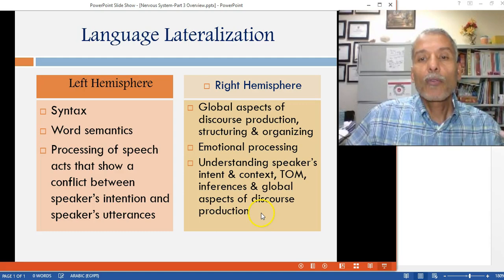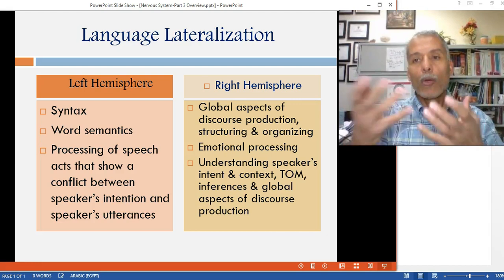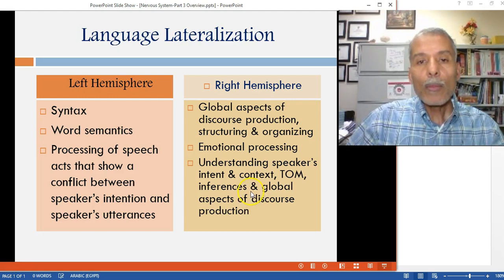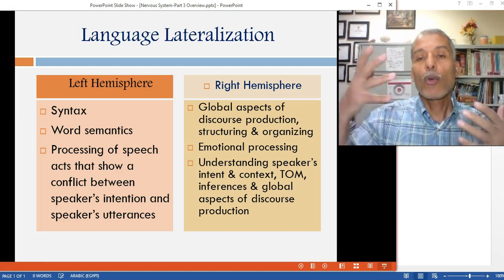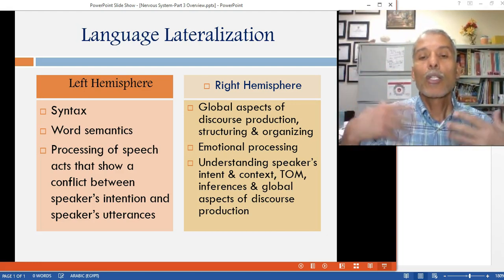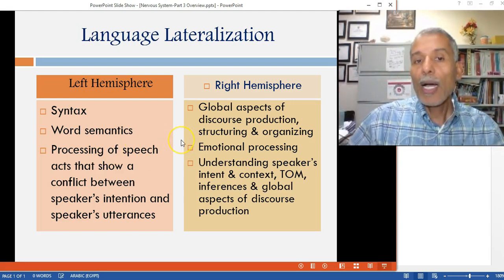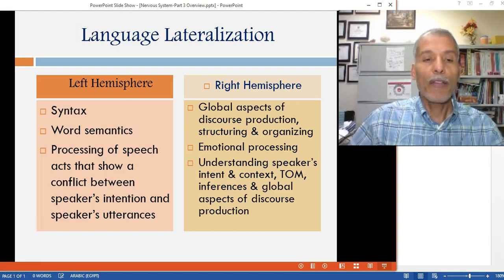The global aspects of discourse, as I said, if you have a whole story, it gives you the holistic meaning of the story that you can summarize, you can kind of comprehend overall. It enables you, when you speak, to produce coherent and cohesive verbal outputs so that everything is sequenced, everything is organized well, and so on. But again, I cannot emphasize enough that both hemispheres work together to produce an intact verbal output or intact behavior.